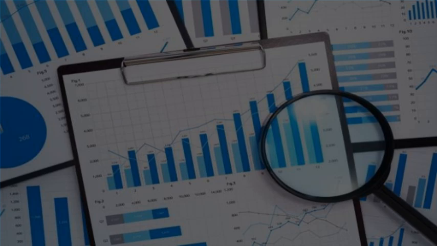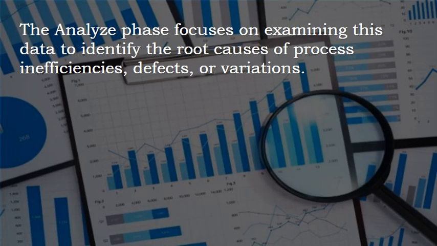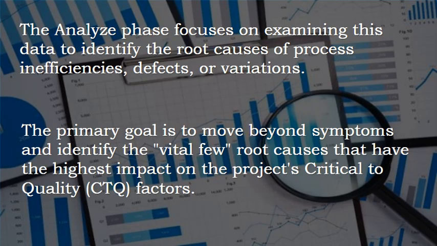The Analyze phase is the third stage of the Lean Six Sigma DMAIC methodology. Following the Measure phase, which collected data, the Analyze phase focuses on examining this data to identify the root causes of process inefficiencies, defects, or variations. The primary goal is to move beyond symptoms and identify the vital few root causes that have the highest impact on the project's critical to quality, or CTQ, factors.